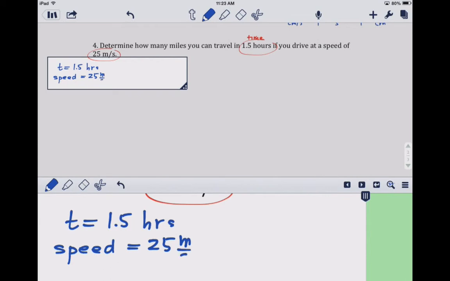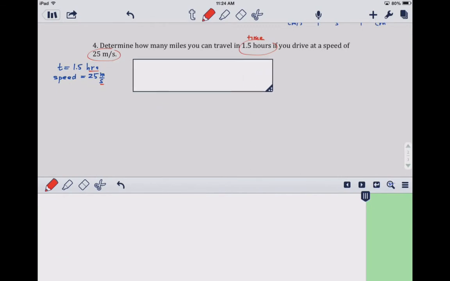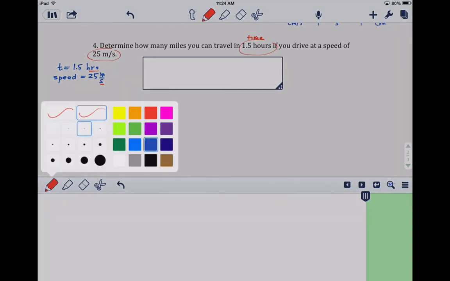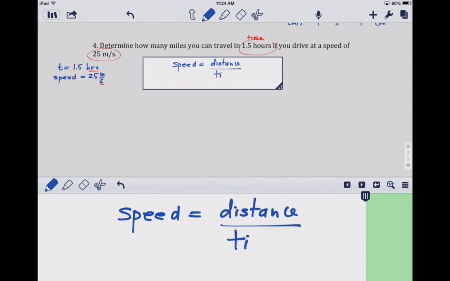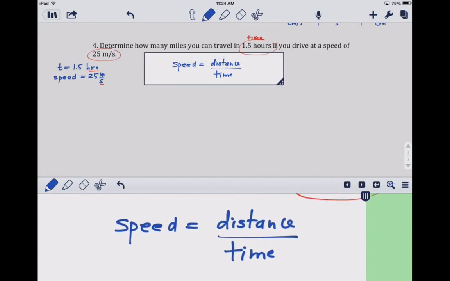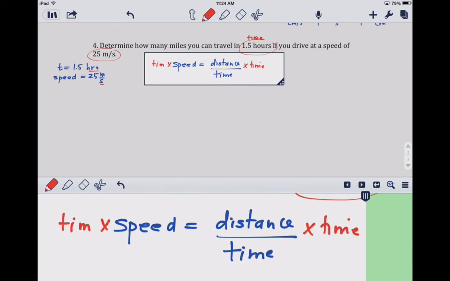Now, like previous problems, our units do not agree. If you look at the units, we've got hours and we've got seconds. In order to plug this into our equation, we need to have consistent units. So I'm going to start out with the equation. Speed equals distance over time. And in this case, we're solving for distance. So in order to get distance by itself, I'm going to multiply through by time. And that's all I have to do right now.